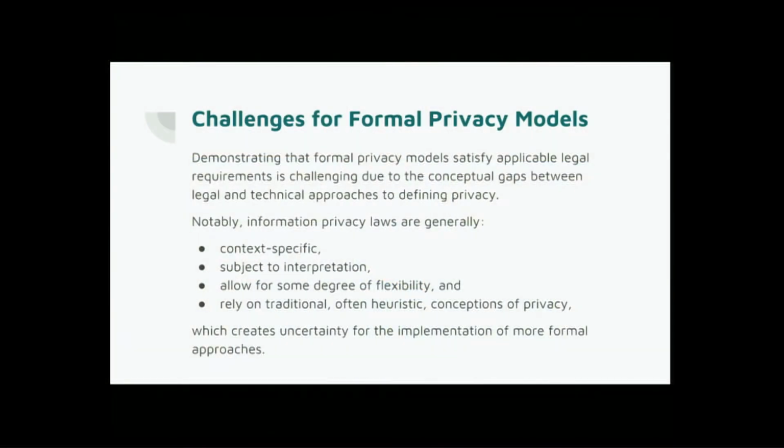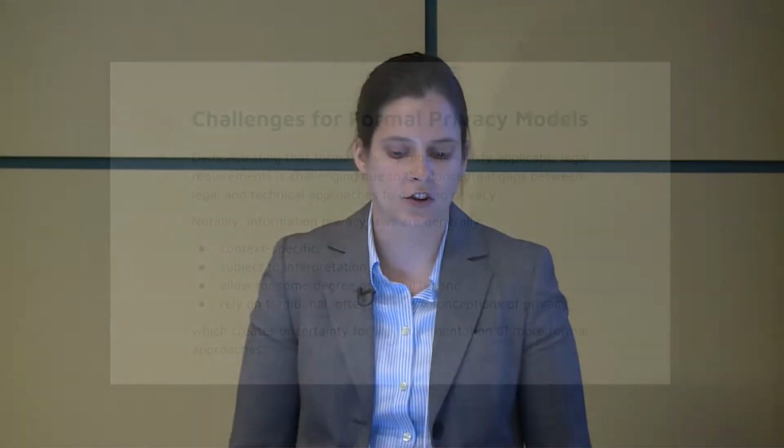There are a number of gaps between differential privacy and these legal standards of privacy, which create challenges for formal privacy models. Demonstrating that formal privacy models satisfy the applicable legal requirements is challenging due to conceptual gaps between the legal and technical approaches to defining privacy. In particular, information privacy laws are generally context-specific, subject to interpretation. They allow for some degree of flexibility in interpretation, and they rely on traditional, often heuristic conceptions of privacy, and this creates uncertainty for the implementation of more formal approaches. And as an example, we can talk about some of the points of mismatch between FERPA and differential privacy.